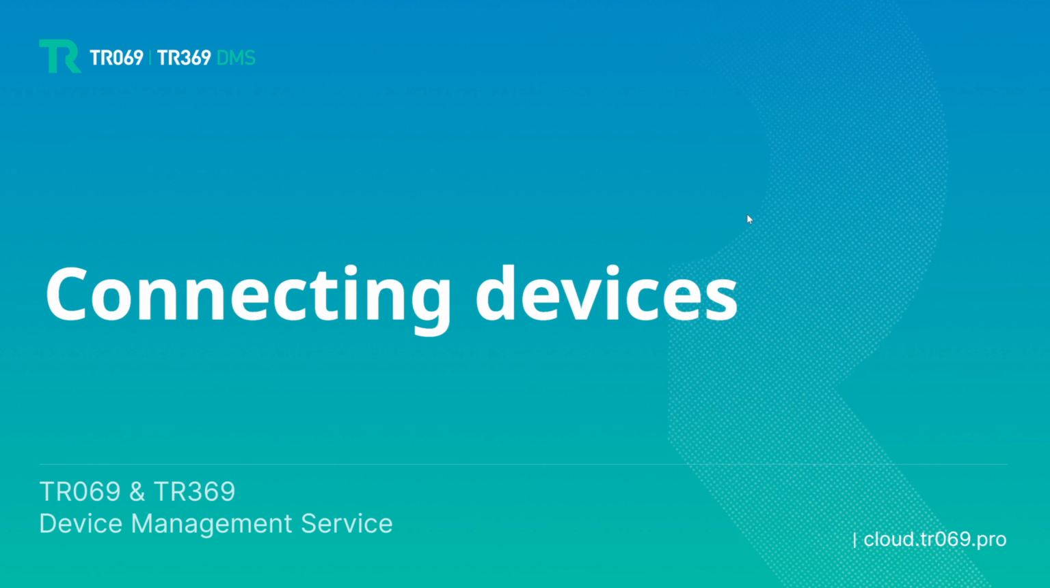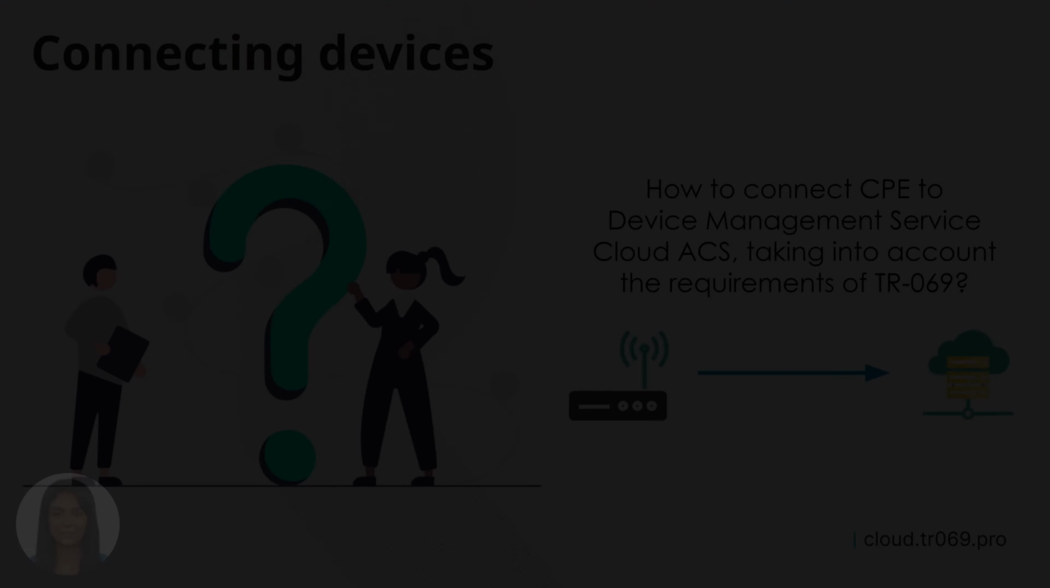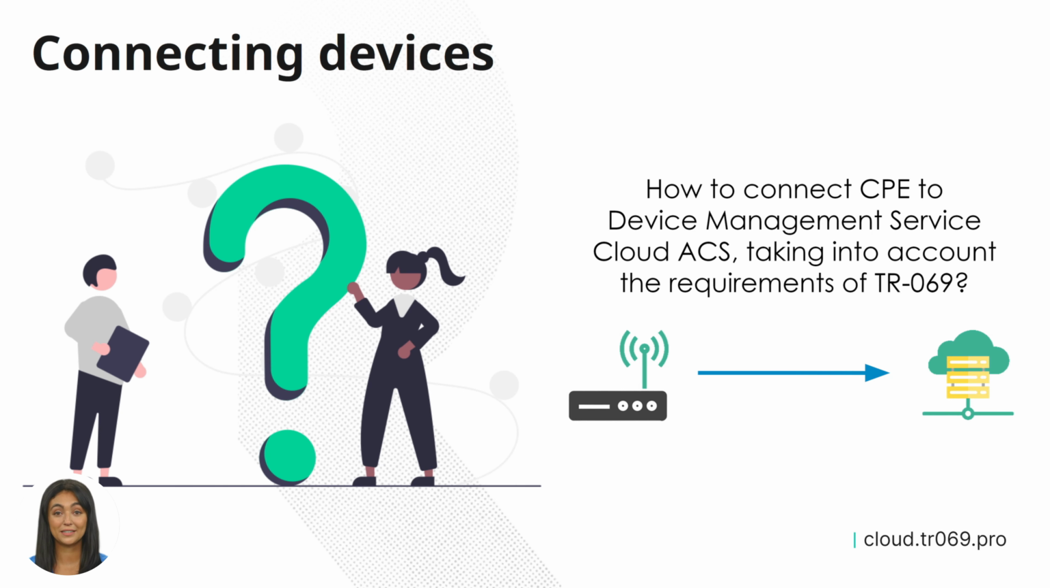Connecting Devices, TR-069 Device Management Service Cloud ACS. How to connect CPE to Device Management Service Cloud ACS, taking into account the requirements of TR-069.